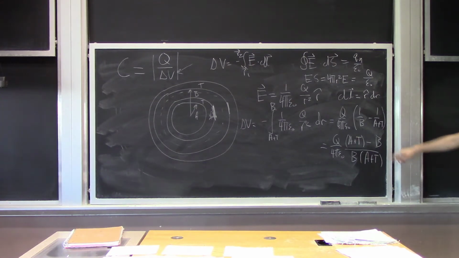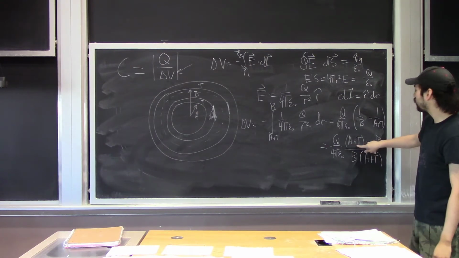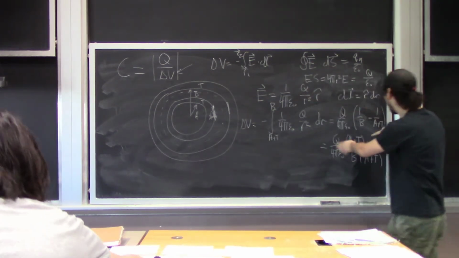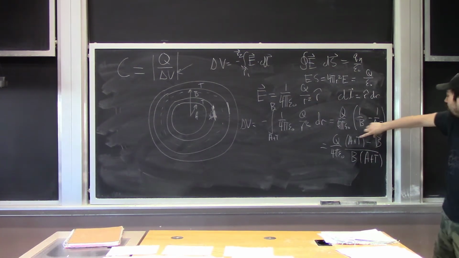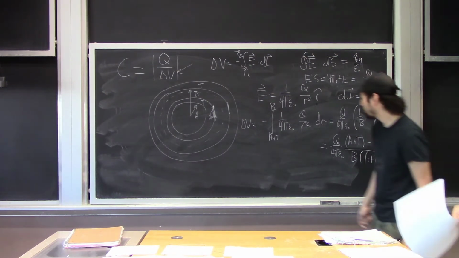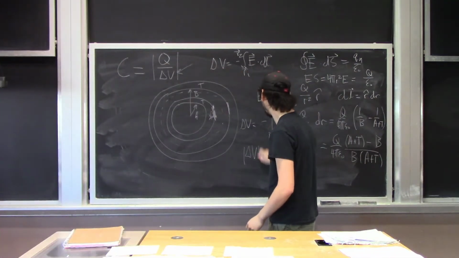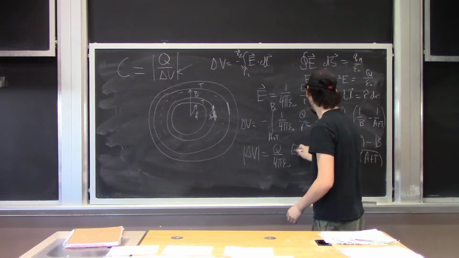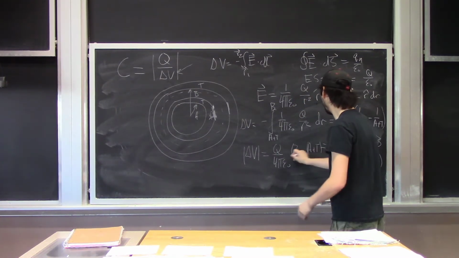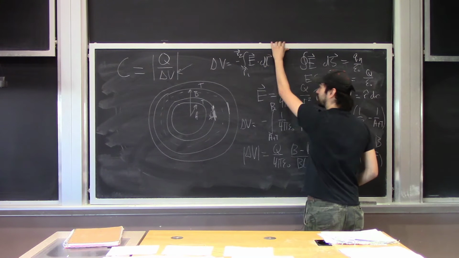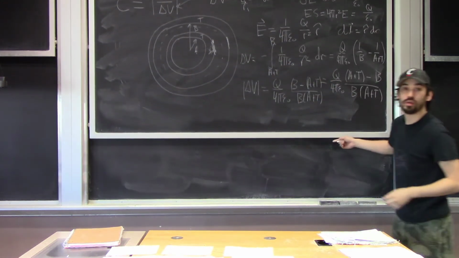Now, when we look at this, we can see that this is going to give me something that's negative, right? Because A plus T is going to be less than B, and I'm subtracting B from that, and so this is negative. In order to make this positive, I can reverse this, so it's going to be B minus A plus T. Then the magnitude of delta V is just going to be Q divided by 4 pi epsilon naught, times B minus A plus T, over B times A plus T. And then we've completed this second step. So, there's a question?